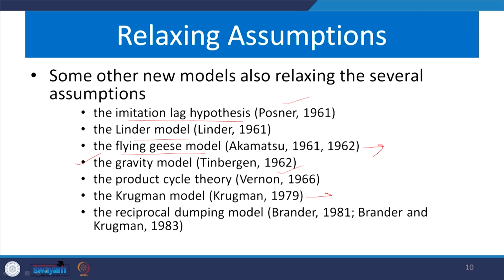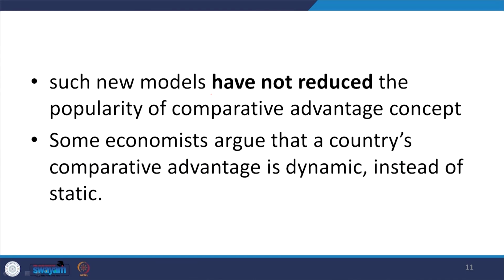The Krugman model, where we emphasize economies of scale of production and their consequences for the quality of the product, and where we will emphasize intra-industry trade and inter-industry trade discussions. Similarly, the reciprocal dumping model by Brander in the 81 paper, and the Brander and Krugman paper in 83, are also important. What is new then? Those models are not negating comparative cost advantage. They have not reduced the popularity of the comparative advantage; rather, they have relaxed some of the assumptions and explained the comparative cost advantage.